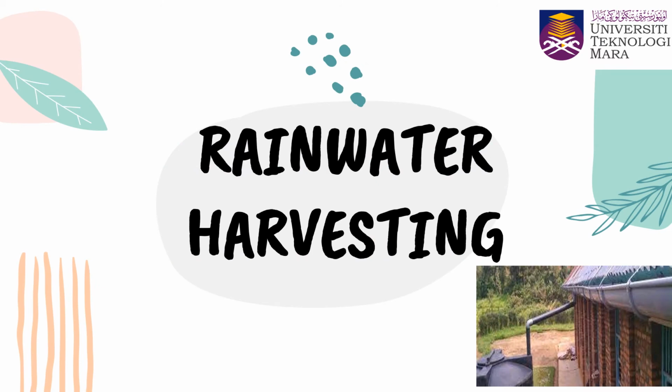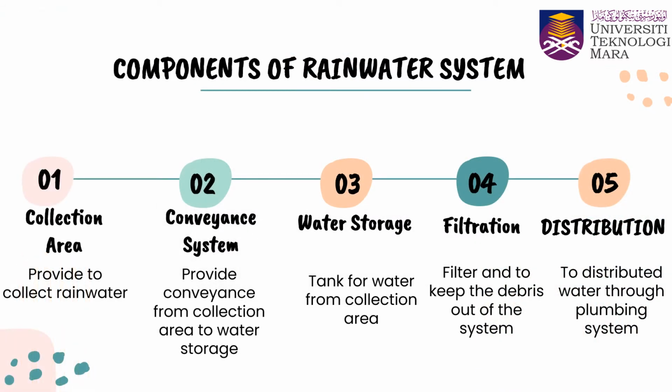Rainwater harvesting. Components of rainwater systems. First is the collection area. So we must have a collection area, the place to provide collection of rainwater, and then transfer to the conveyance system. The conveyance system provides conveyance from the collection area to the water storage. So basically this is a piping system. And then we should have a water storage. Water storage depends on the water demand.